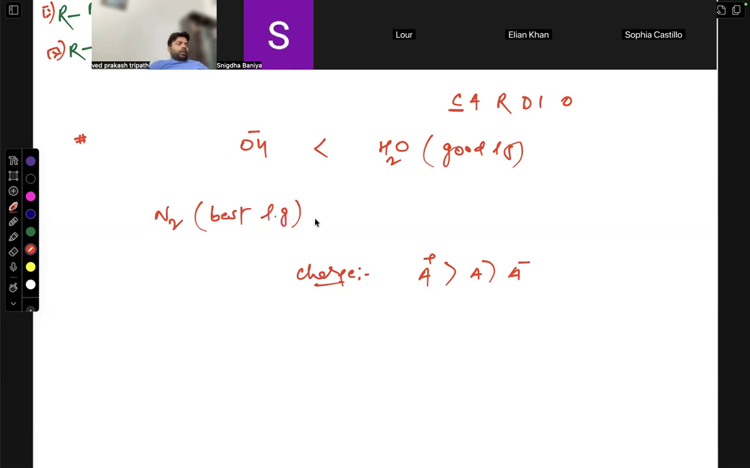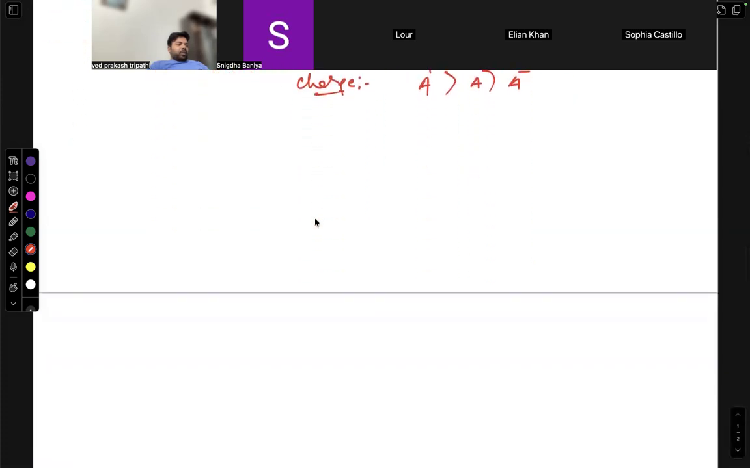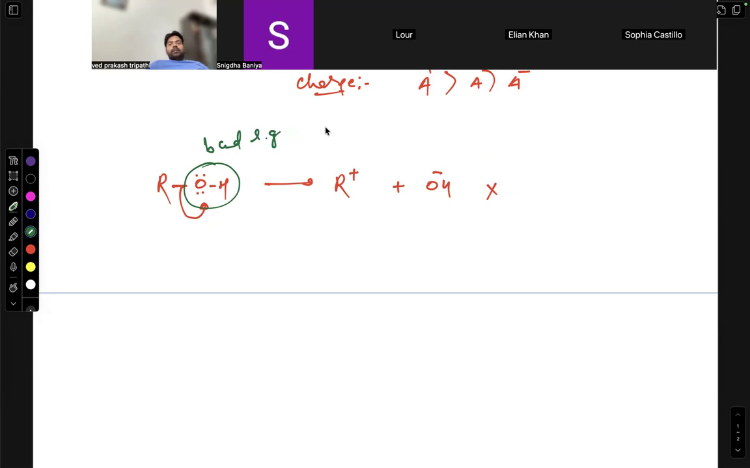So one more thing I would like to teach you here. Suppose we have R-OH and we want to break this bond. So this breaking, R plus OH minus, is the wrong breaking, because OH is not a good leaving group, it is a bad leaving group. So we have to make OH a better leaving group.